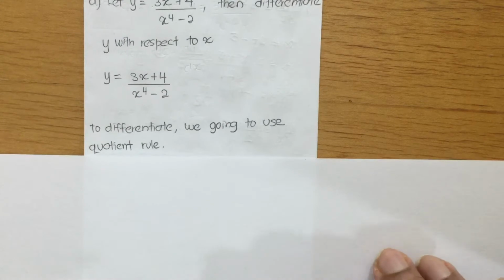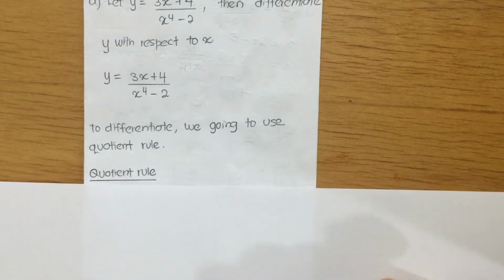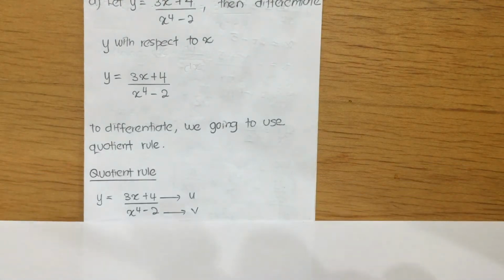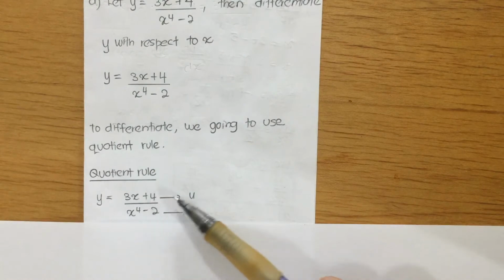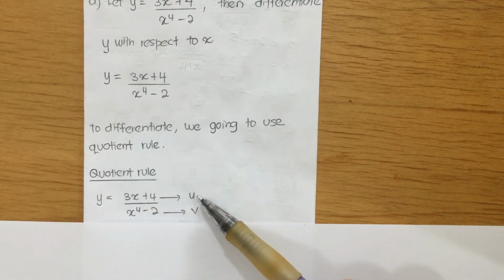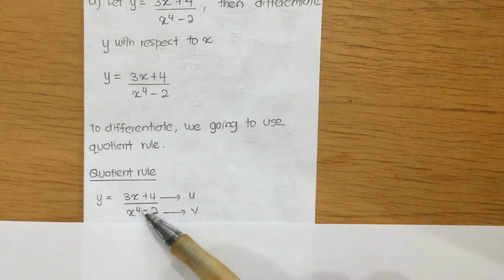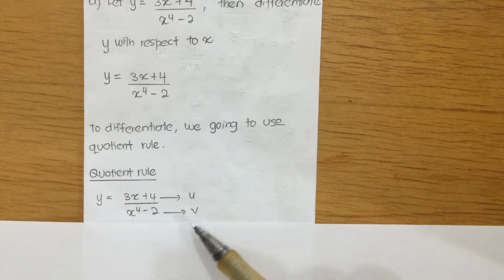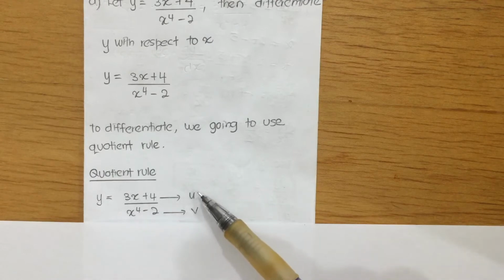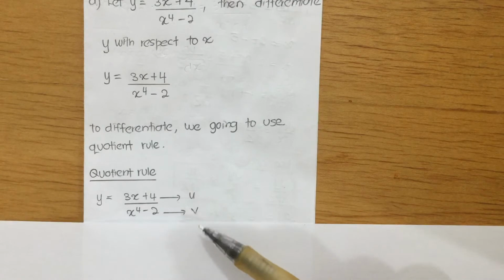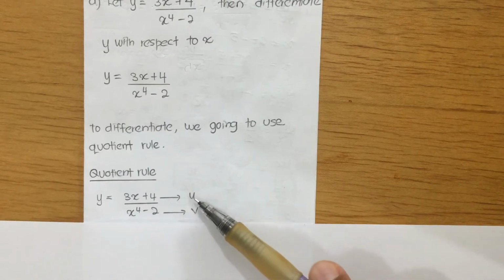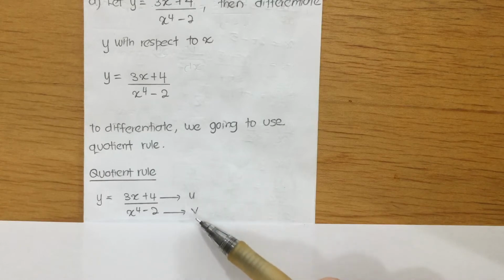Let me show you the formula now. So this is the quotient rule. y equals 3x plus 4 divided by x to the power of 4 minus 2. The numerator we let as u, and x to the power of 4 minus 2 is the denominator, which we let as v. So we have two components, u and v. To find the quotient rule is very simple: v u prime minus u v prime, over v squared.